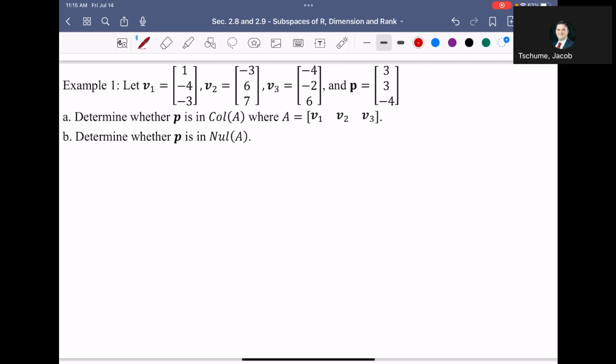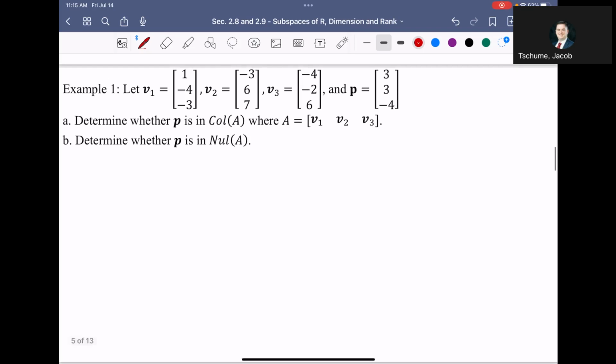So for something to be in the column space, it means that the vector has to be a linear combination of the vectors that are in that matrix. So for part A, all you have to do to verify that a vector is in the column space is take the 3 vectors that they give us, and augment those with whatever vector you're checking, which in this case is the 3, 3, negative 4.